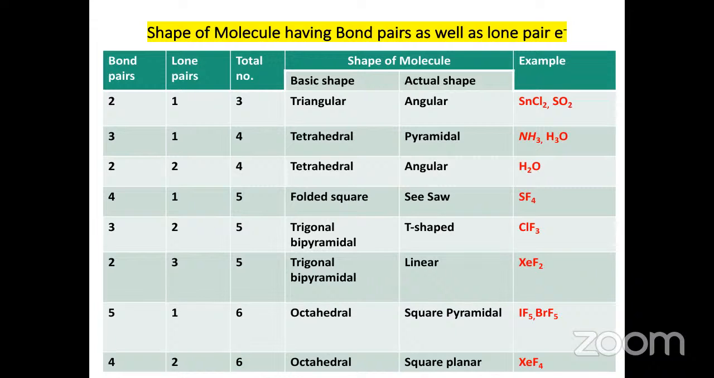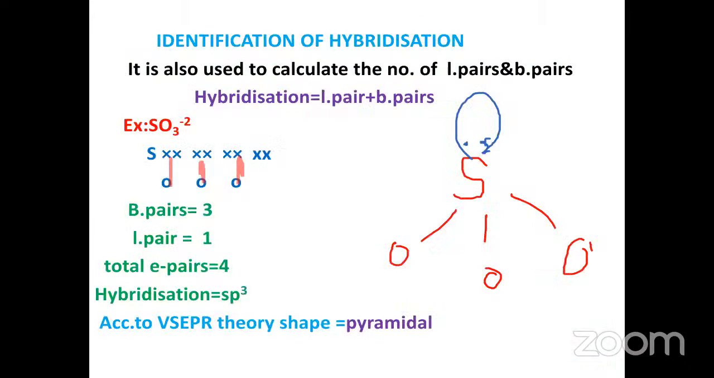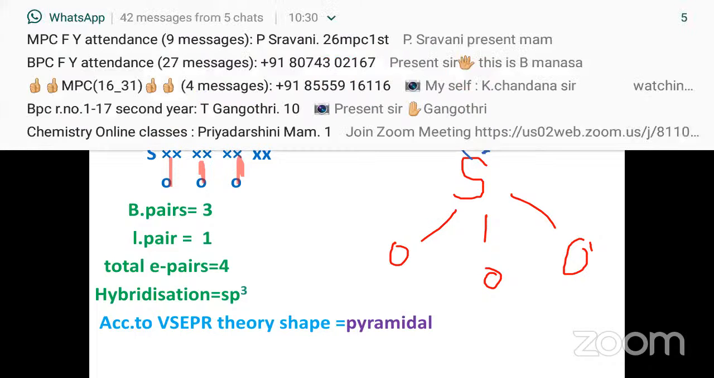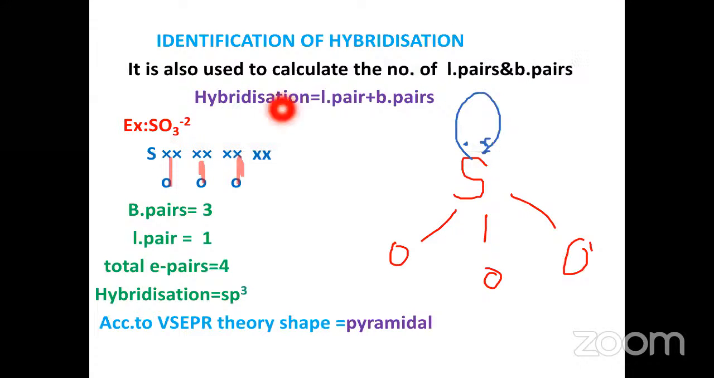Then these points you keep in your mind for the competitive purpose. Now, based on these points, how to identify the hybridization in given compounds in the competitive exams easily. This process is also used to calculate the number of lone pairs as well as bond pairs. Hybridization is nothing but lone pairs and bond pairs. Then, example, SO3 minus 2 ion.